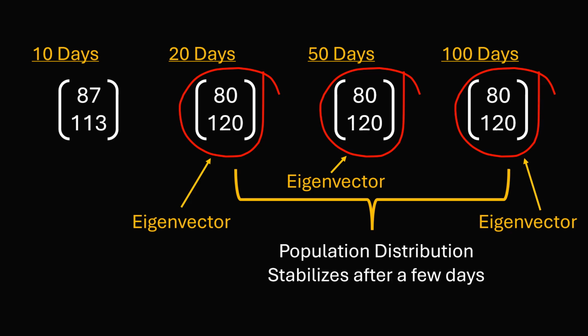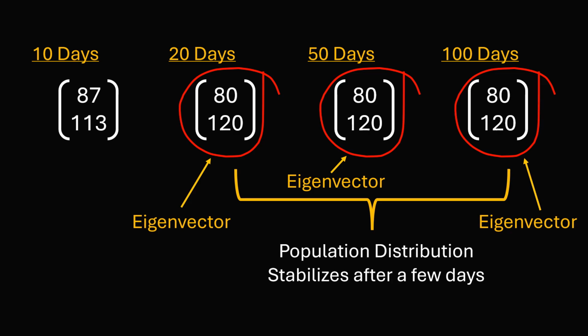Like we have seen in this case, after day 20, the number of healthy and infected people does not change. So it is very useful in understanding the problems where rate of change causes transformation. So the eigenvector is the point where the system stops changing because the rates of change in the system have balanced out.